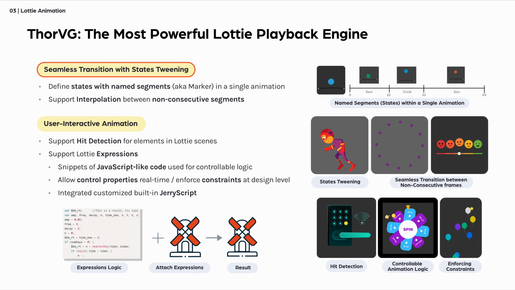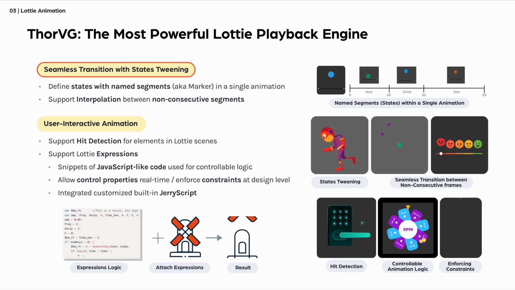ThorVG provides a function that interpolates arbitrarily different frames of the two states' scene information, even if they are non-consecutive segments. For example, in the demo on the right, state tweening, you can see a character slowly running and then suddenly speeding up. So it actually has two animations: one is the slow running and the other is the fast running. Even if the transition happens at any certain frame number, ThorVG ensures a smooth transition by interpolating between two non-consecutive scene information. Eventually, it helps applications support more natural and seamless state-based animation playback.